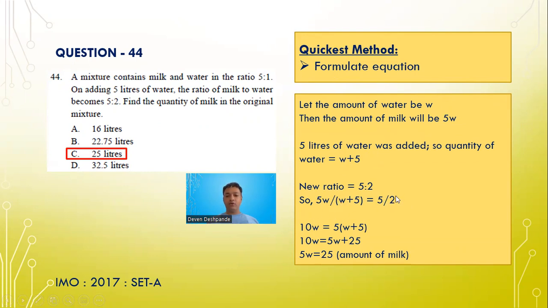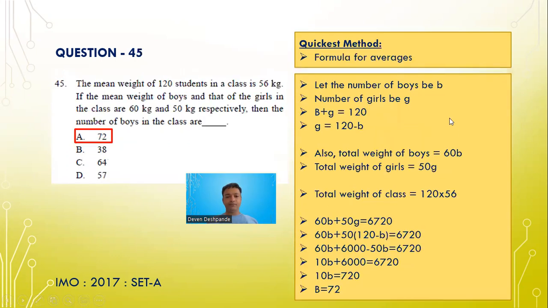So cross multiply. When 2 goes here, it will be multiplication. When W plus 5 goes there, it will be multiplication. So 5W into 2 is 10W, is equal to 5 into W plus 5. So 10W is equal to 5W plus 5 into 5, which is 25. So 10W is 5W plus 25. And when 5W comes here, it will be minus. So 10W minus 5W is 25. And what is 5W? 5W is the original quantity of milk. So 5W is 25. So 25 liters is the quantity of milk in the original mixture.